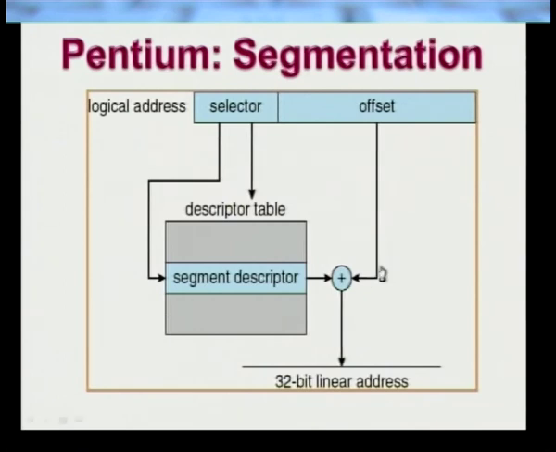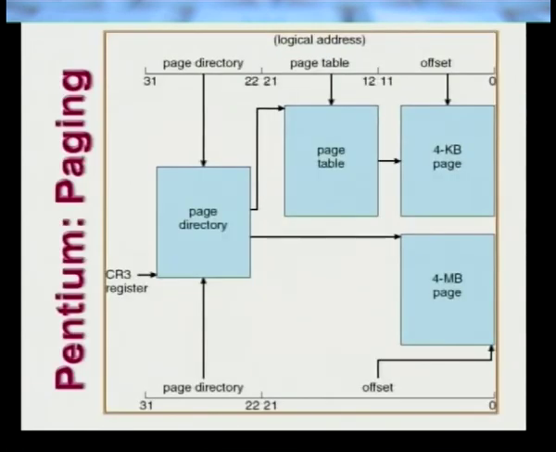This is how the Pentium segmentation works. As in the Intel 386, here also the selector is taken and identified as an entry inside your descriptor table. The entry would give you the 32-bit linear address, and the offset is added along with this, so that the correct 32-bit linear address is generated. This is how the segmentation in Intel Pentium works.